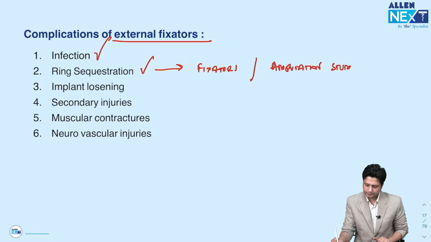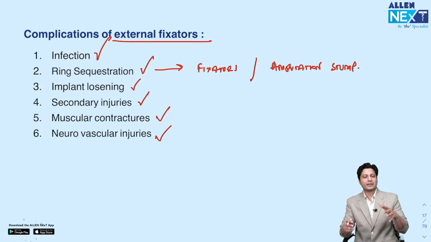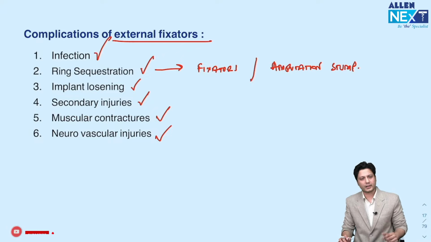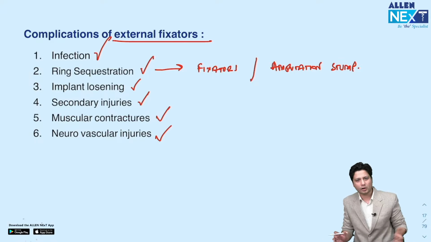Amputation stump. Next, loosening of the implant, secondary injuries, muscular as well as neurovascular injuries, muscular contractures and neurovascular injuries. So these are the complications. अब इन सारे complications में कौन सा ऐसा question था जो examiner पूछ सकता था आपसे? That is all about ring sequestration.